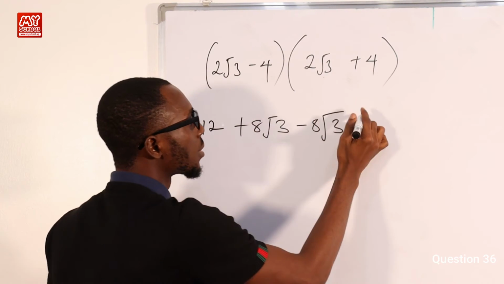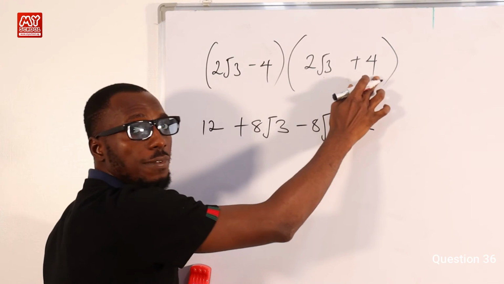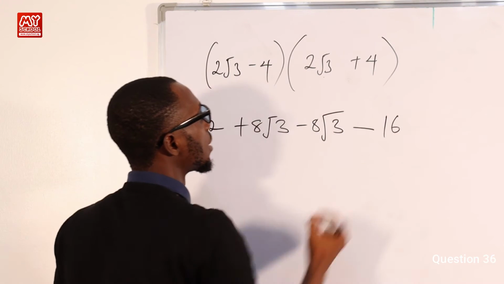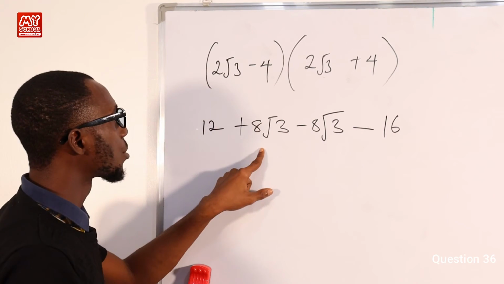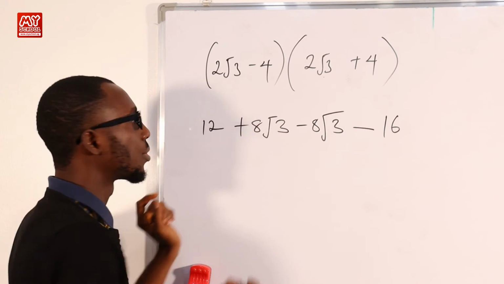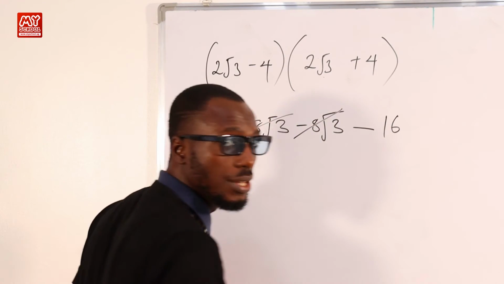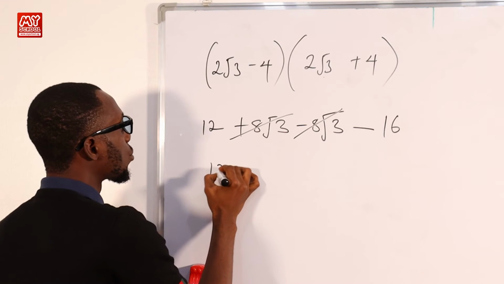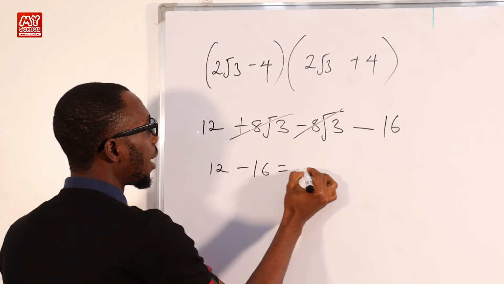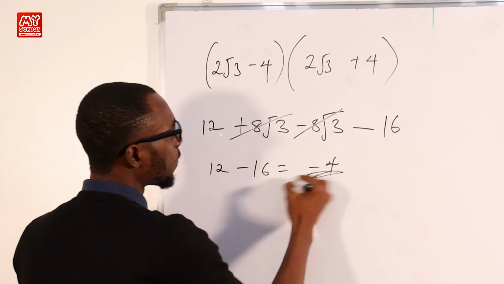Minus times plus, that is minus 4 times 4, that gives you 16. Plus 8 root 3 minus 8 root 3, this is gone. That gives you 0. So we have 12 minus 16, and your answer equals minus 4.